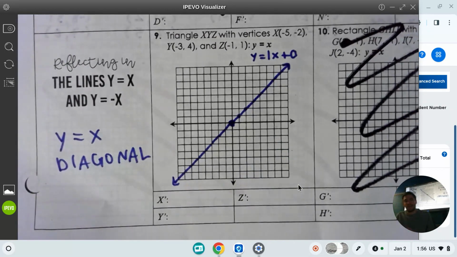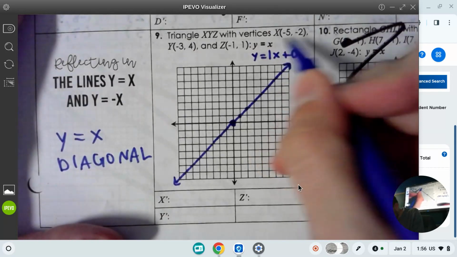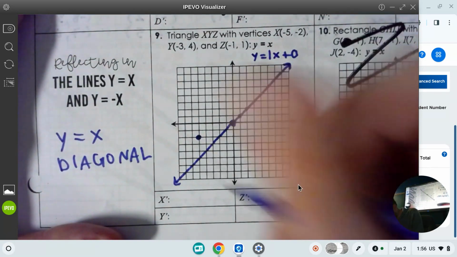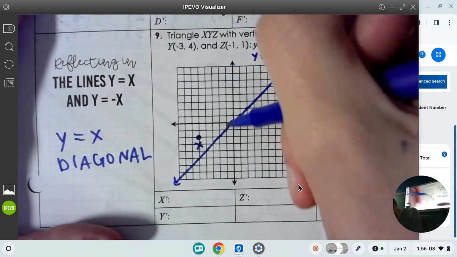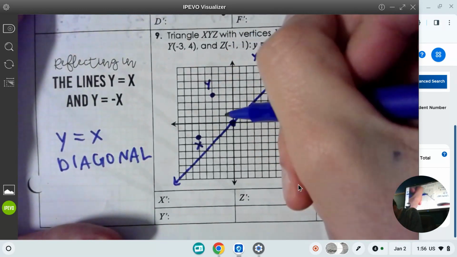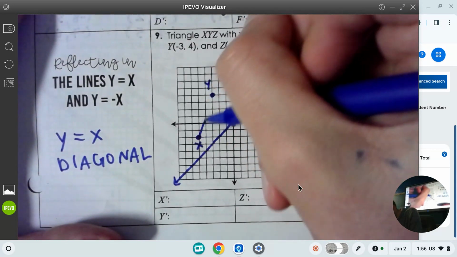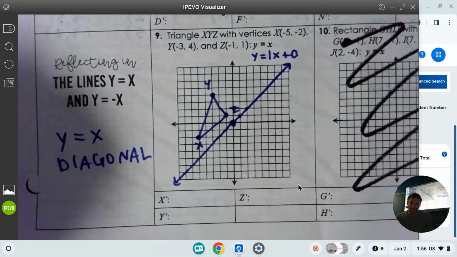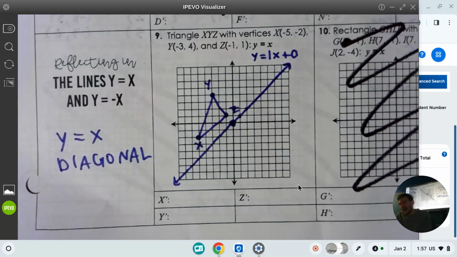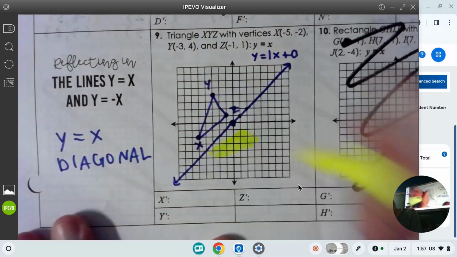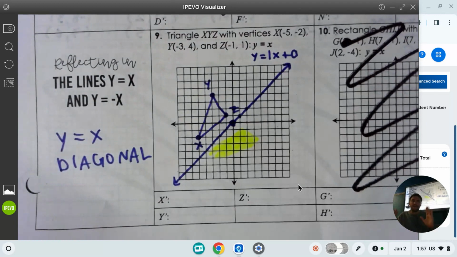So we got y equals x. Now, same thing. We got to figure out some way. How can we change this? We got -5, -2. That's 1, 2, 3, 4, 5, 1, 2. There's our first point, x. And then we got -3, 4, 1, 2, 3, 1, 2, 3, 4 right there. That's going to be our point y. And then we got -1, 1 right there. That's going to be our point z. We want to flip this triangle over so that our new triangle is something like, and I'm just kind of guessing here, something like that yellow area, right?